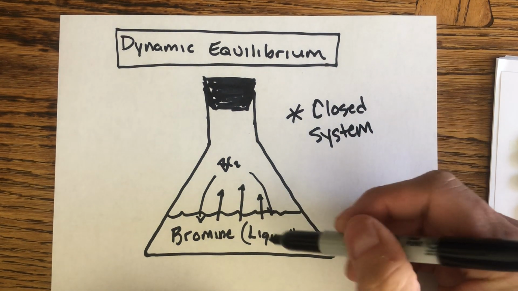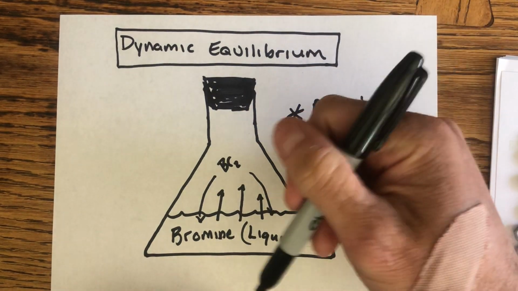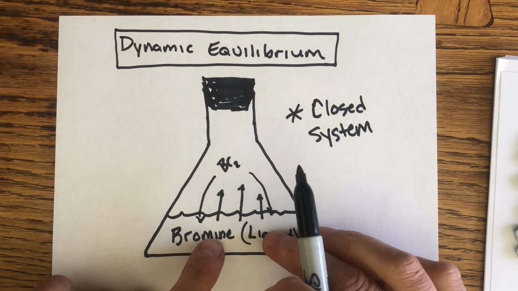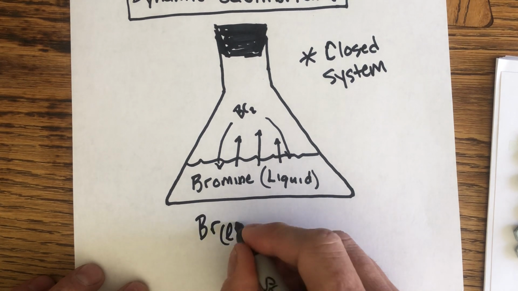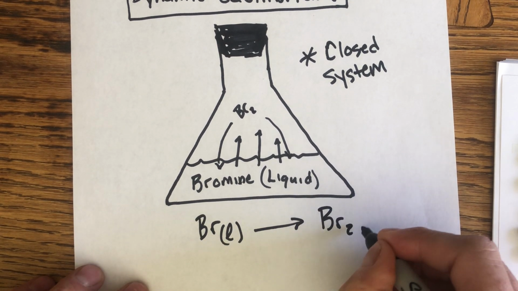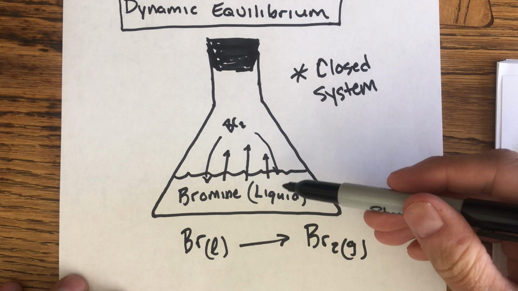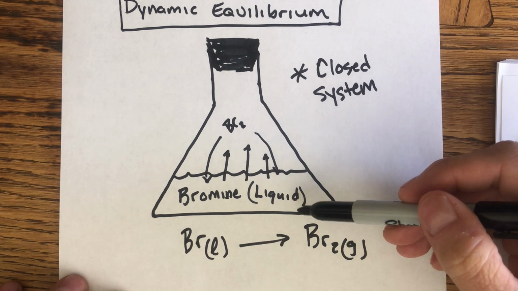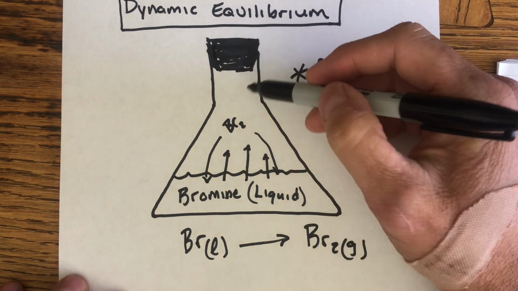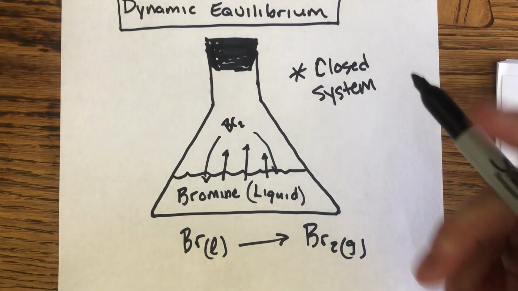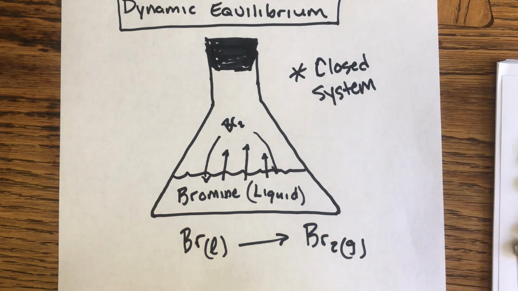And that's because, of course, if we allow this bromine to just evaporate out of here and the stopper wasn't here, it would just go away. If we said bromine liquid going to bromine gas, let's call that the forward reaction, this rate would be really, really fast, and there would not be equilibrium if this stopper wasn't in place, because the gas would just go out into the environment. So every dynamic equilibrium state must be in a closed system.